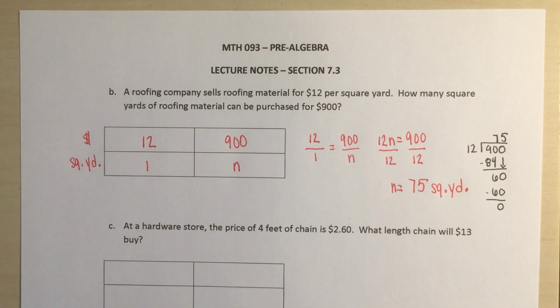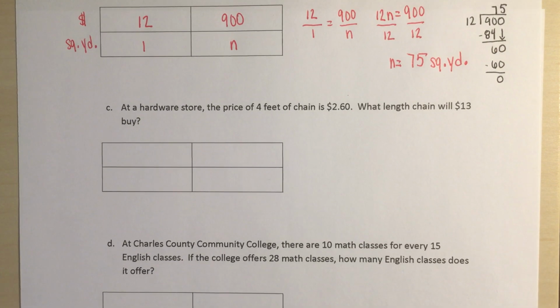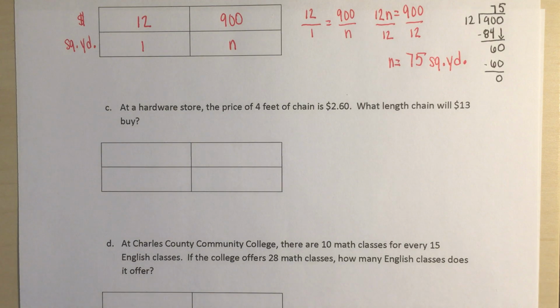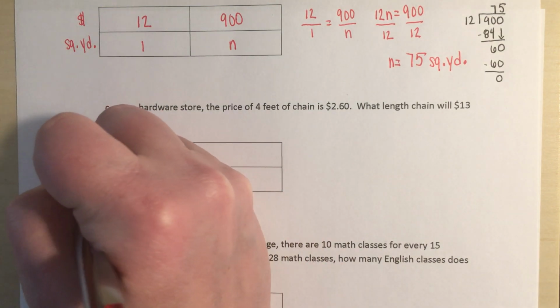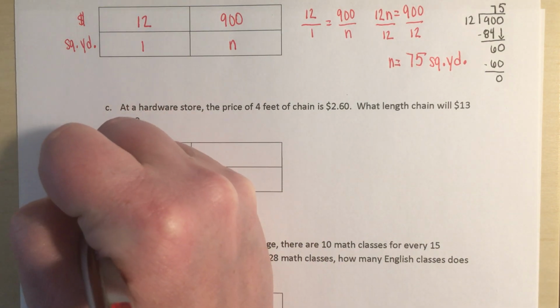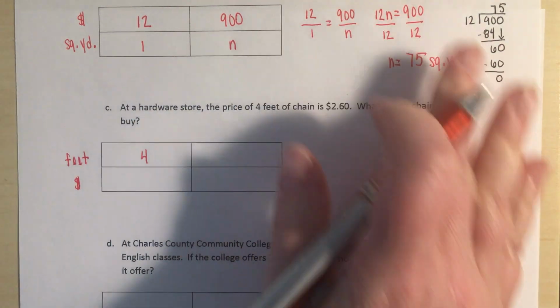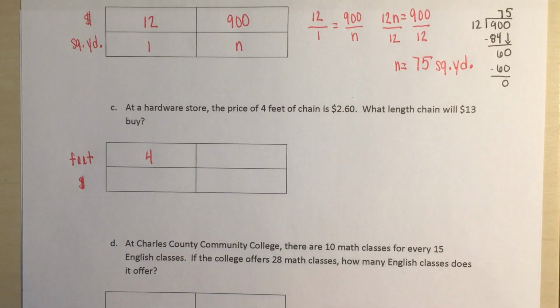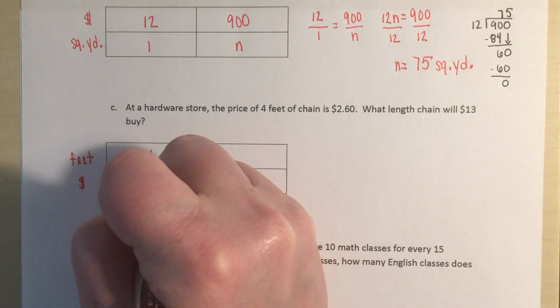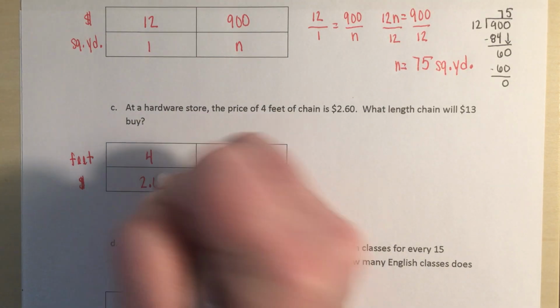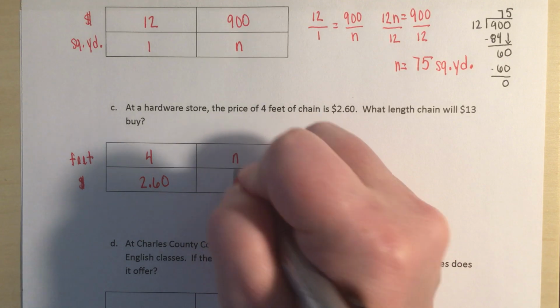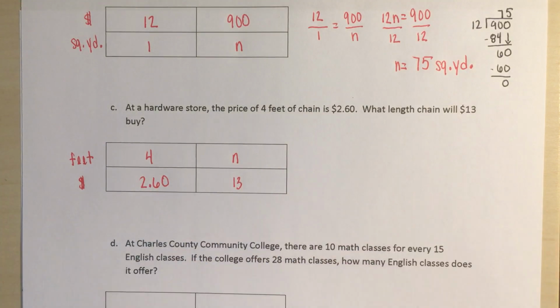All right, so we're going to work through a few more. At a hardware store, the price of 4 feet of chain is $2.60. What length of chain will $13 buy? So we are looking at feet and we are looking at dollar amounts. Okay, so 4 feet of chain for $2.60. Right, and then we have N and we have 13.